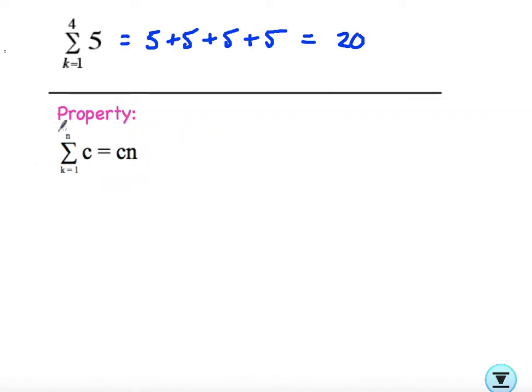Okay, what this property down here in very generalized form is saying is, if this is just a constant, multiply the constant by the number of terms you have. So this is a constant times the number of terms.